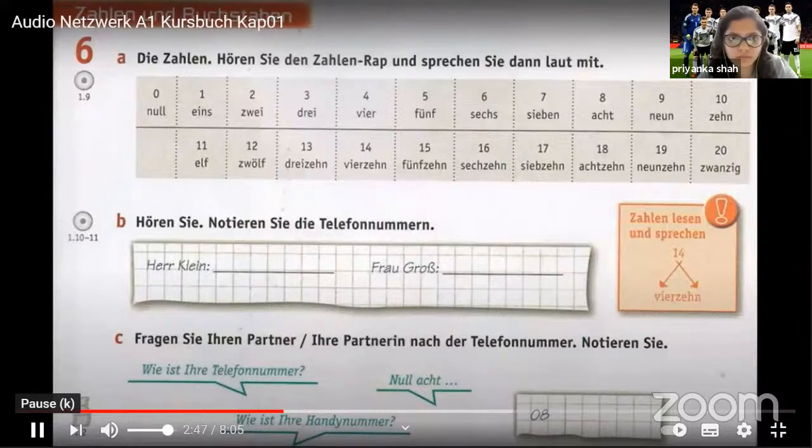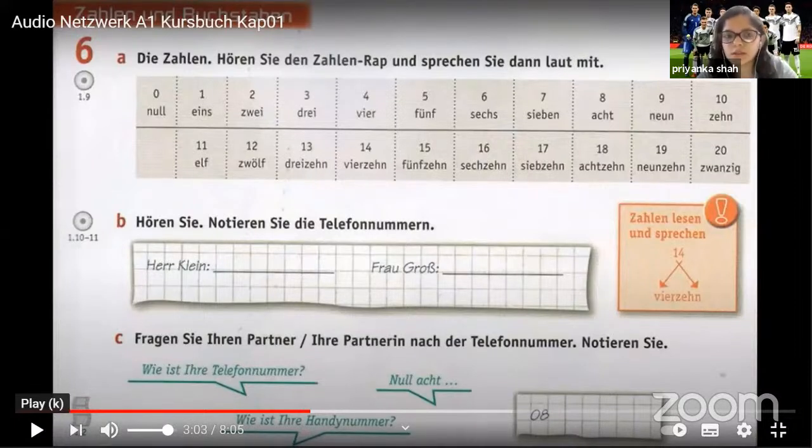Zahlenrap. Eins, zwei, drei, vier, fünf, sechs, sieben, acht, neun, zehn.